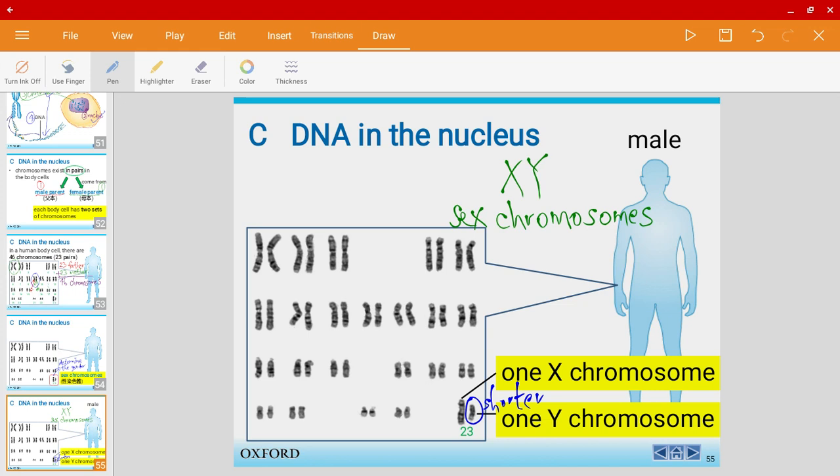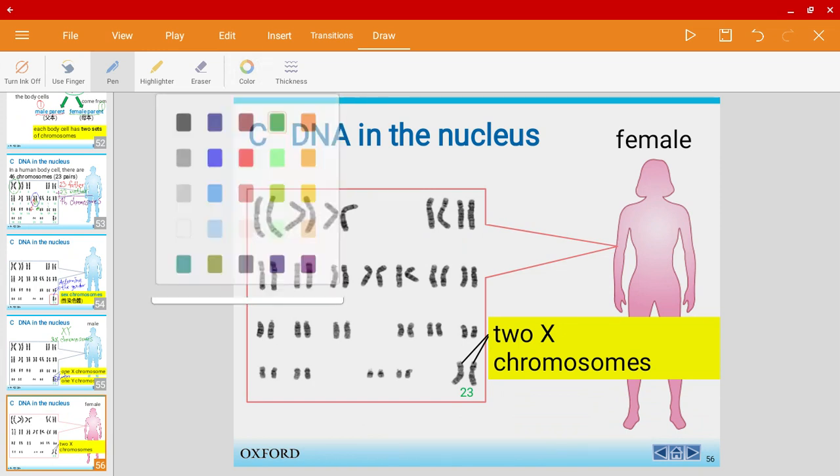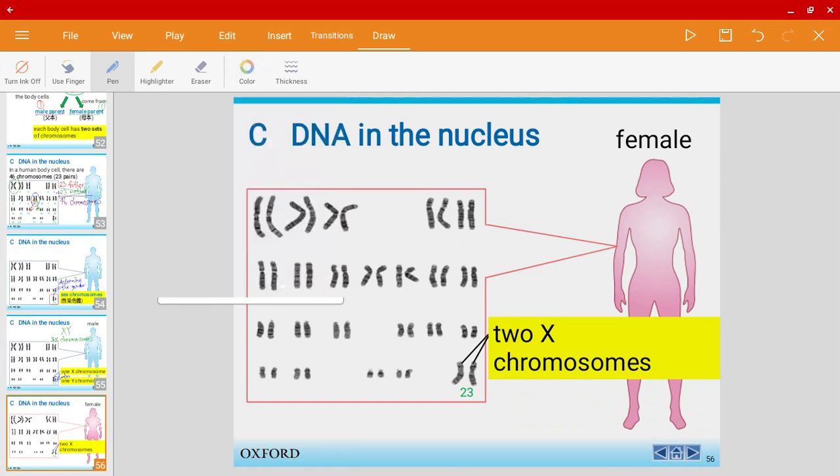How about for a female? For a female, they would have two X chromosomes. So we would say they have XX sex chromosomes. Okay? So based on this, if we just look at the chromosomes, we will be able to figure out which one of them is a male or which one is a female.